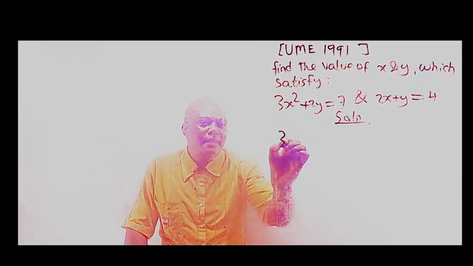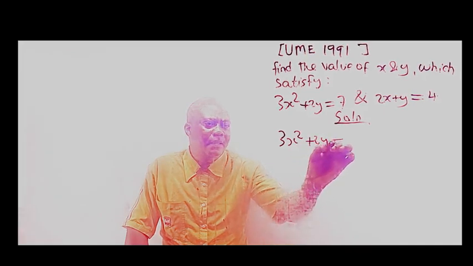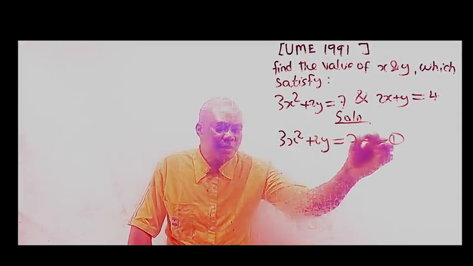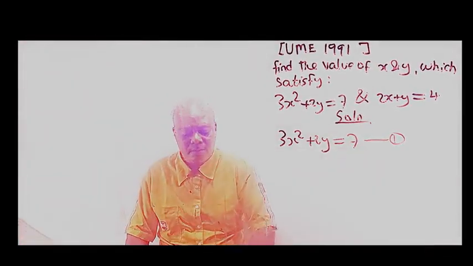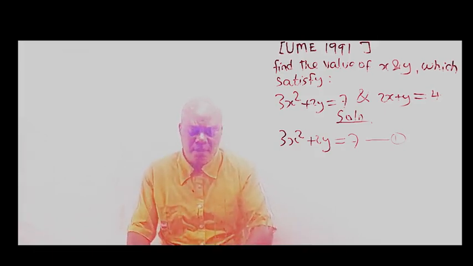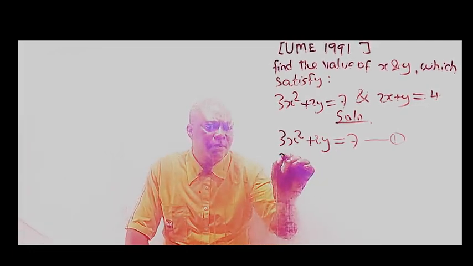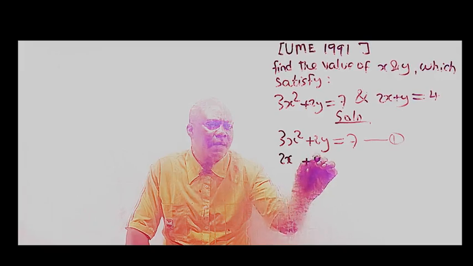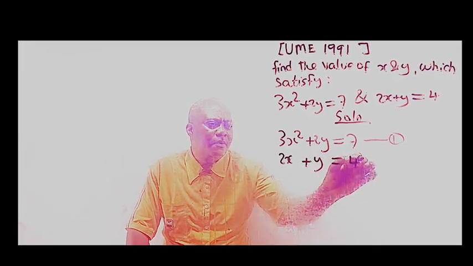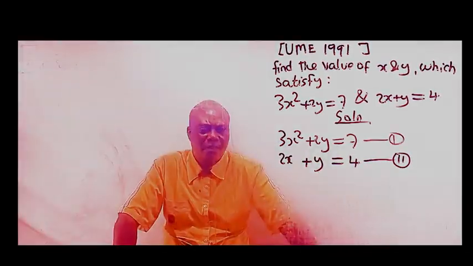So you have 3x squared plus 2y equals to 7. We call this one equation 1. And also 2x plus y equals to 4. Label it equation 2. So you solve them simultaneously.